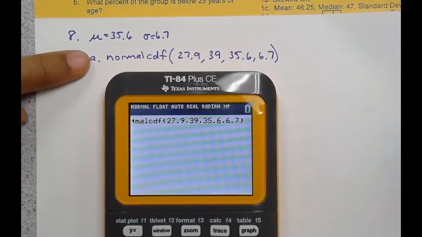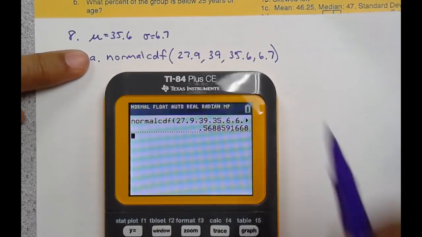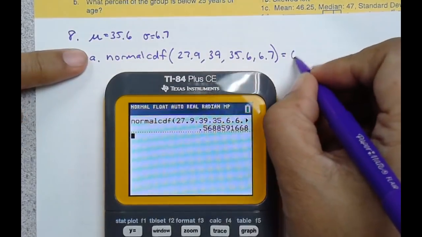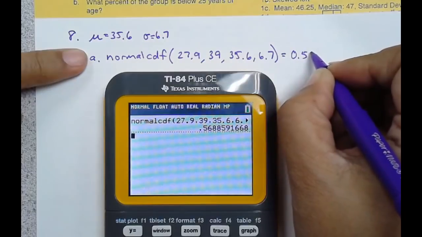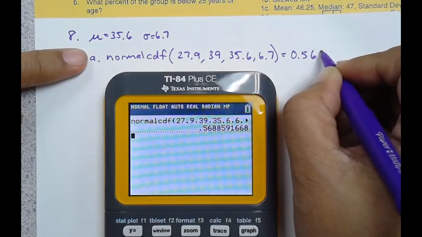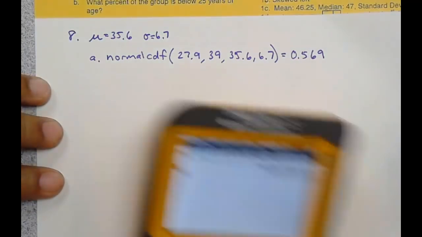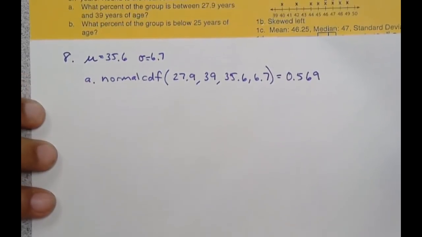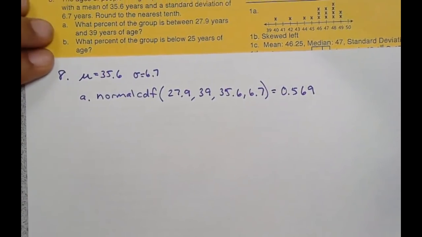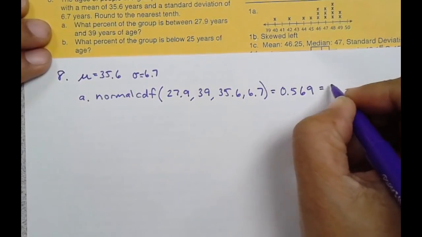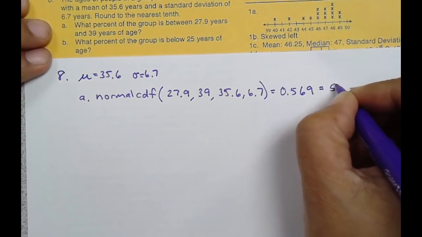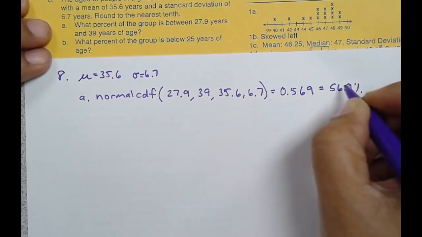So now it looks like this, and we're going to get a value of 0.569. And keep in mind that it's asking for the percent of the group. So I'm going to go ahead and change that to a percent. So we want to say it's 56.9%.